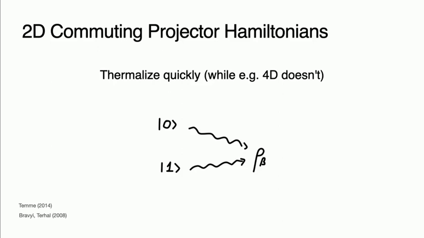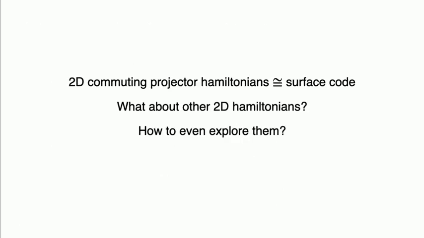The second thing is that all 2D commuting projector Hamiltonians have the same problem as the surface code. They all thermalize very quickly. If you start either in the 0 or 1 state, you're very quickly going to decay into the Gibbs state. Good, so we've talked about how 2D commuting projector Hamiltonians are basically all equivalent to the surface codes.